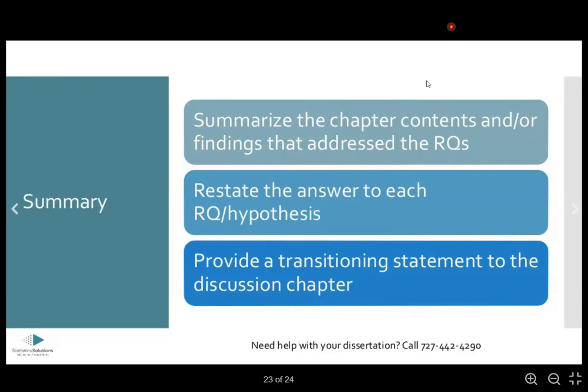So again, you will restate the answers to the research questions. So those basic statements about whether or not you accepted or you rejected or failed to reject the null hypothesis. And then you'll just transition into the discussion chapter. So you might say, in the following chapter, the interpretation of these results will be presented, something like that.